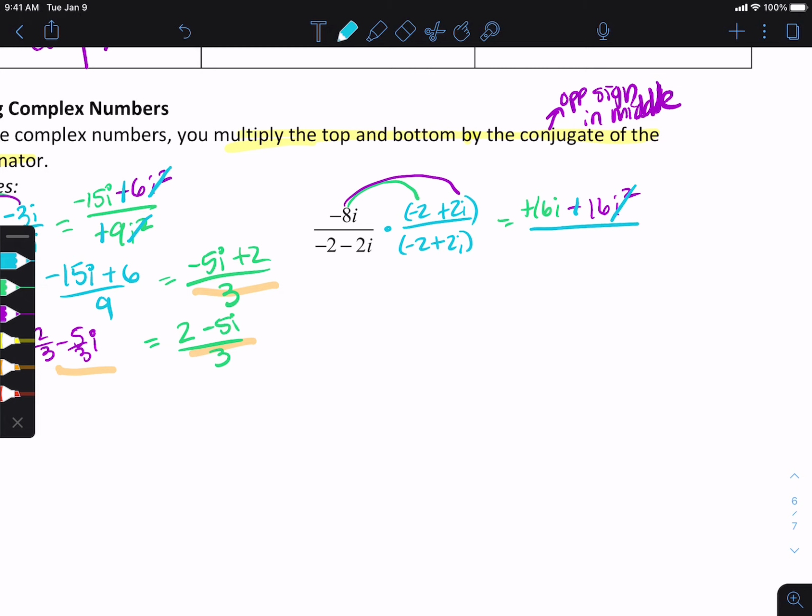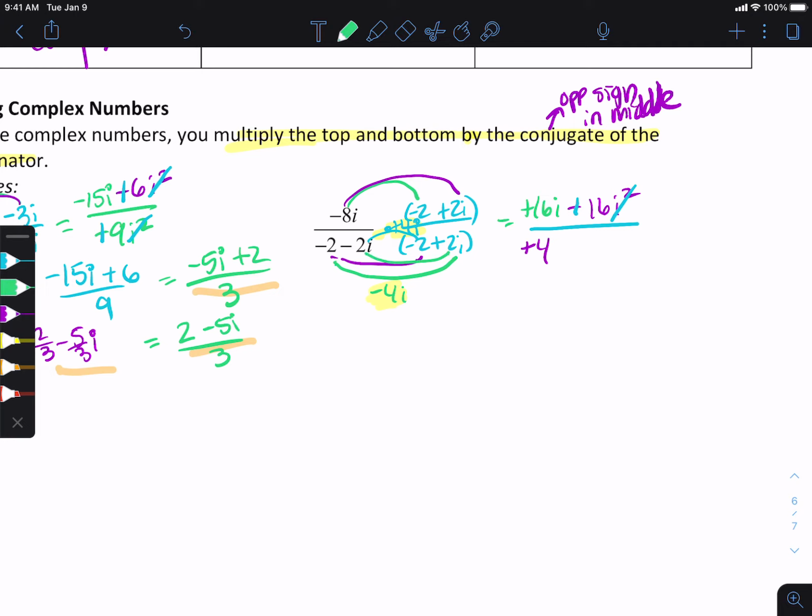On the bottom, we've got the negative 2 times negative 2, which is positive 4. And then remember, what happens with your conjugate is that you have parts that cancel out. So this is negative 4i, and then this is positive 4i, and our positive 4i and our negative 4i really go to 0i, which we don't need to write. And then we have our last term that we can multiply.